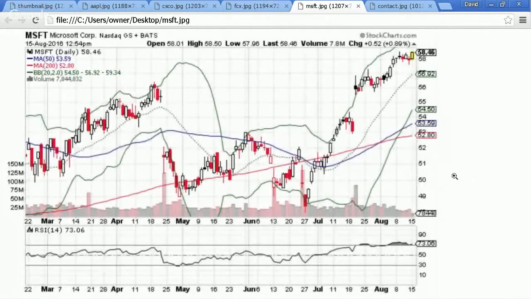Here's Microsoft, and right here, it went into overbought territory on the RSI. It's just gone up since then. Doesn't mean it won't come down. Maybe if you hold on, it'll come back down. But right here, it pierced above the top band, and it's just gone up since then.